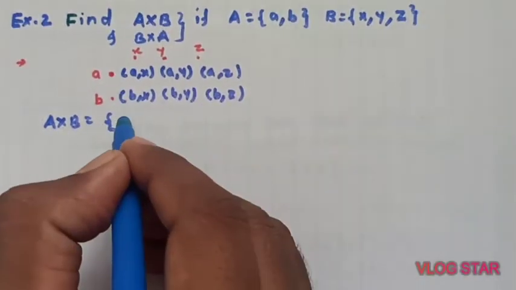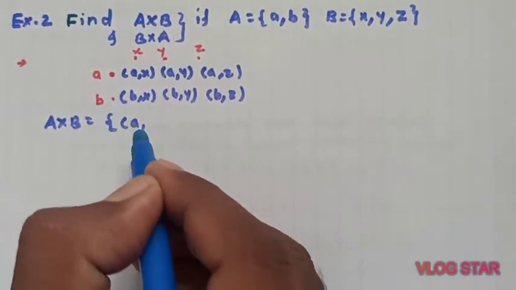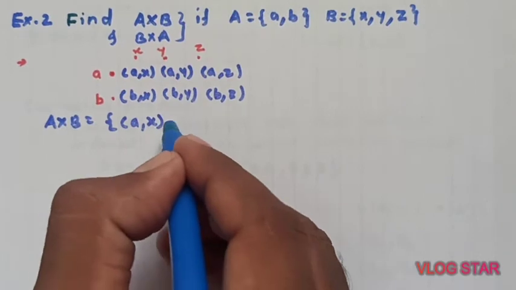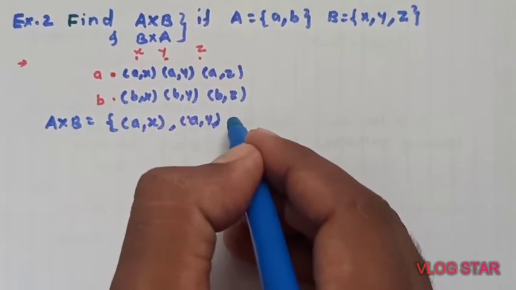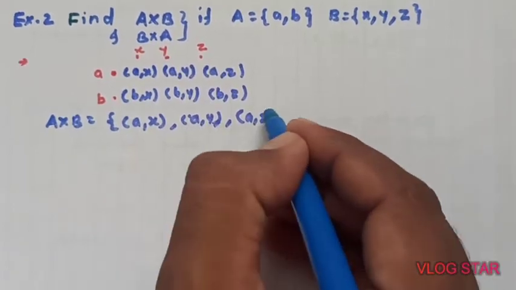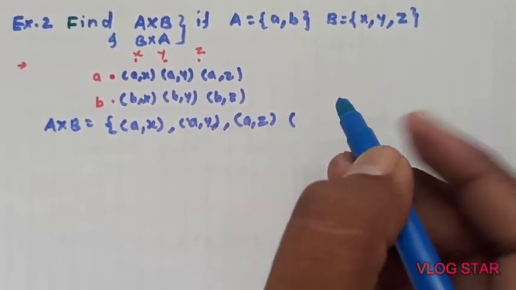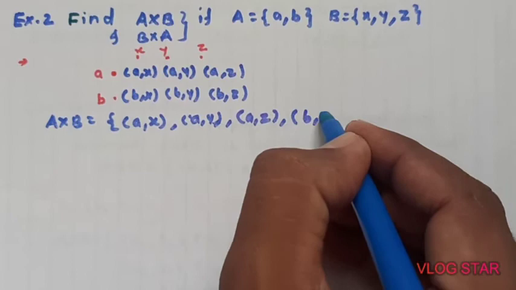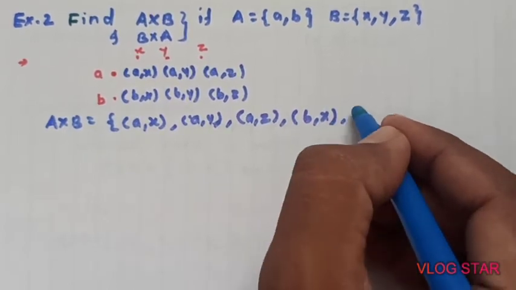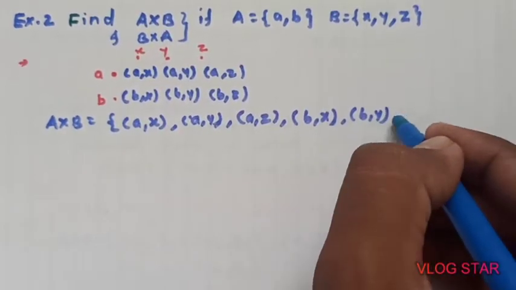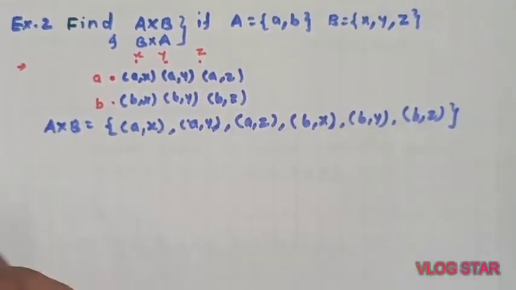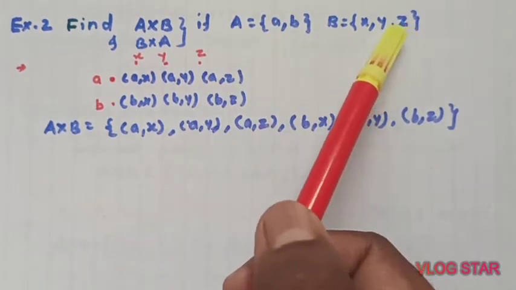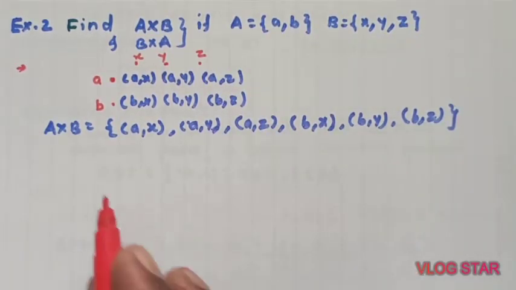So can I list this A cross B? यहाँ से फर्स्ट मेंबर है ये. a with all, a with x, a with y, then a with z. Again b with x, b with y, b with z. So like that we have finished all ordered pairs, and number of elements in this is 2 into 3, 2 3s are 6.